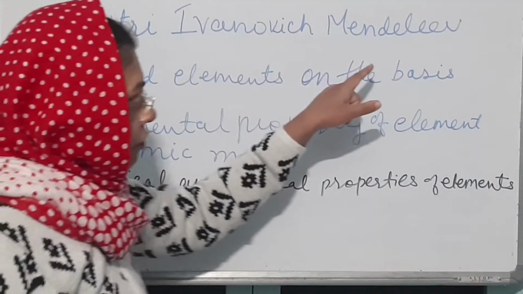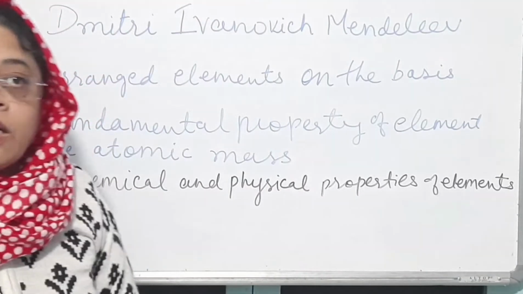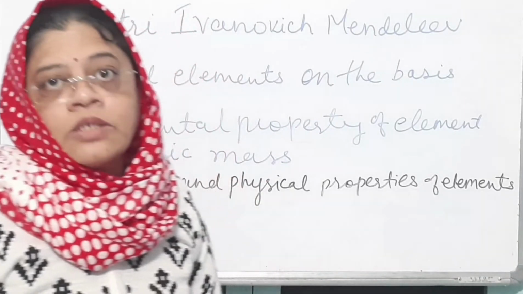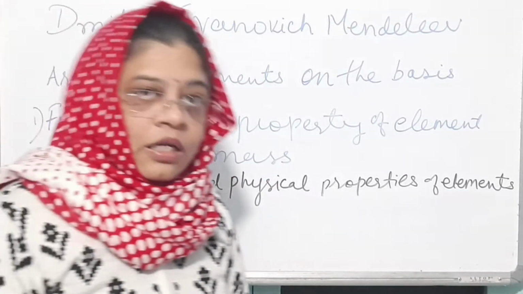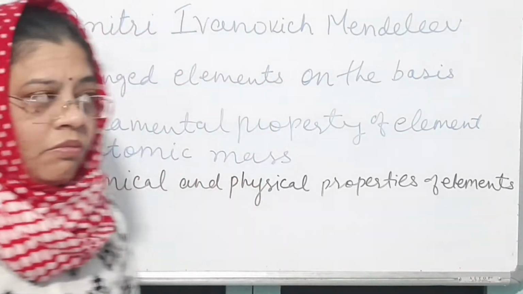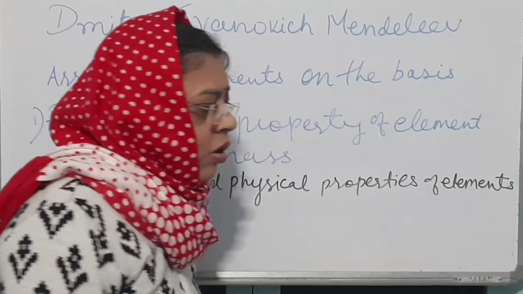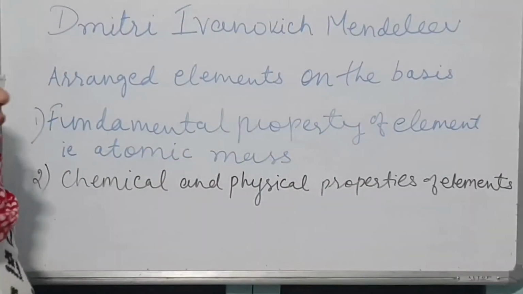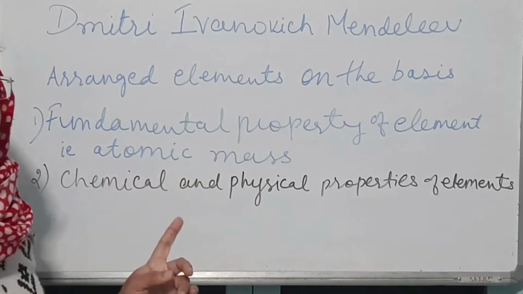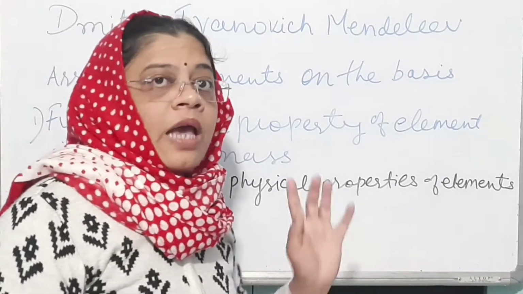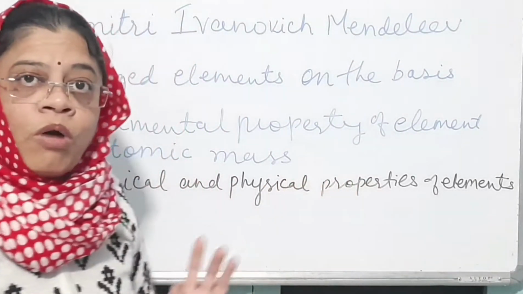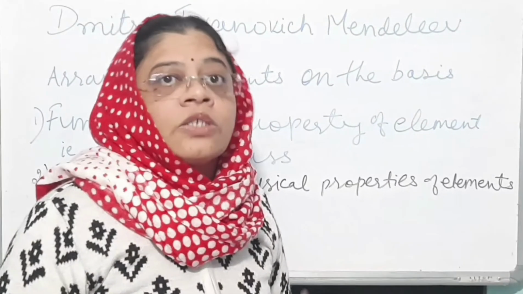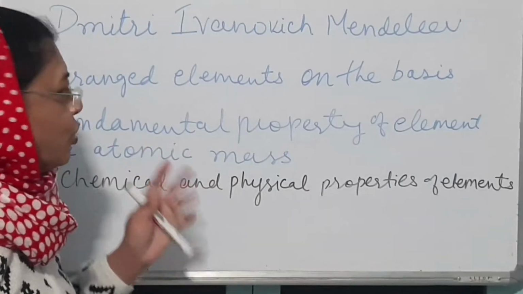Dmitri Ivanovich Mendeleev, a Russian chemist, played a very legendary and important role in the classification of the elements after Dobereiner and Newlands. During Mendeleev's time, only 63 elements were known. So Mendeleev classified and grouped the 63 elements then known to him in the form of a table. For classification and grouping of elements, he used two criteria.